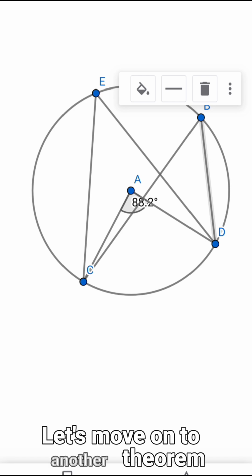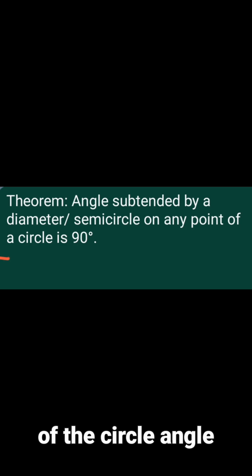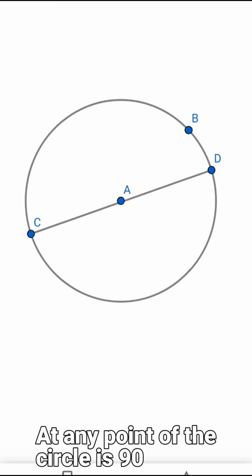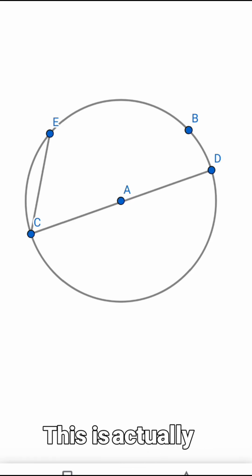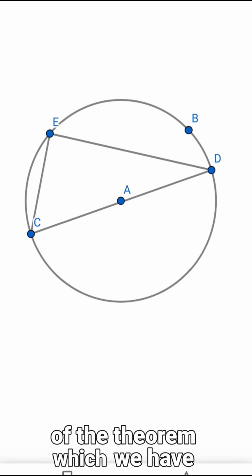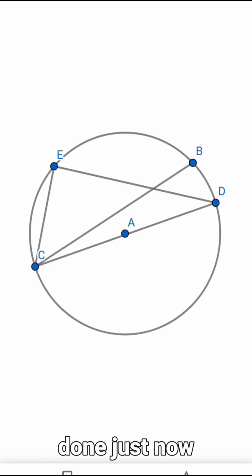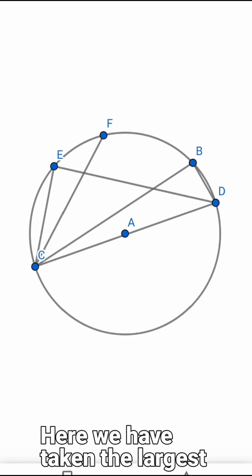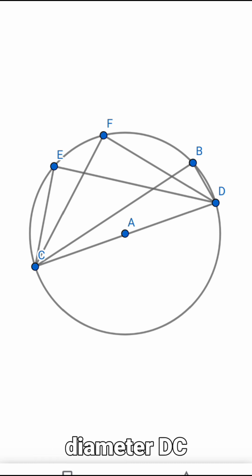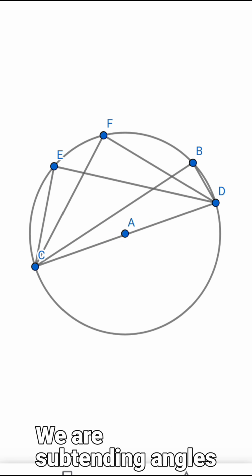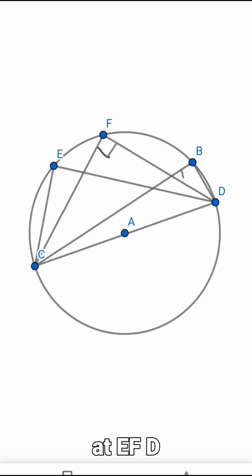Let's move on to another theorem of the circle. Angle subtended by a diameter or semicircle at any point of the circle is 90 degrees. This is actually a sub-theorem of the theorem which we have done just now. Here we have taken the largest chord of the circle, which is a diameter DC, and we are subtending angles at E, F and B.